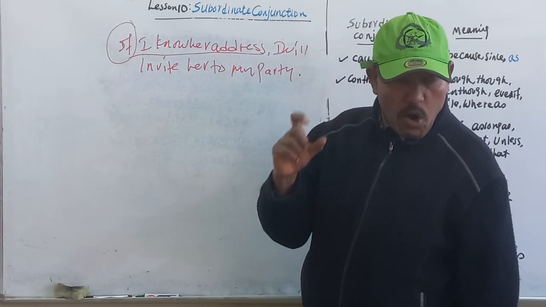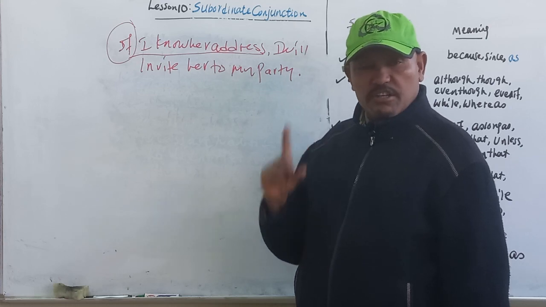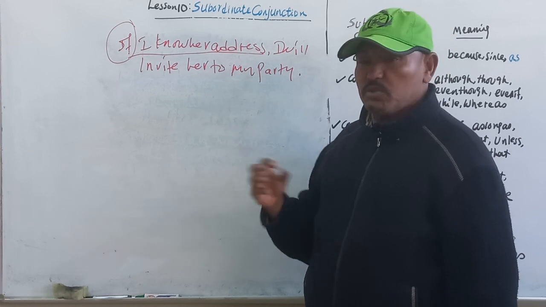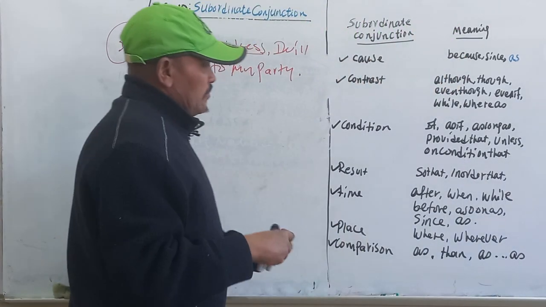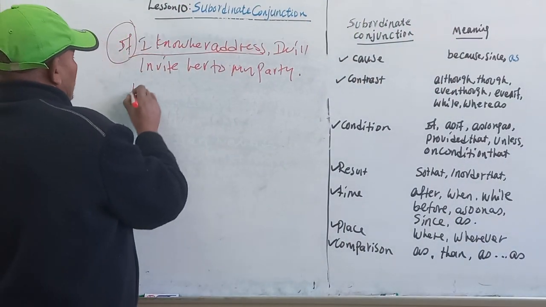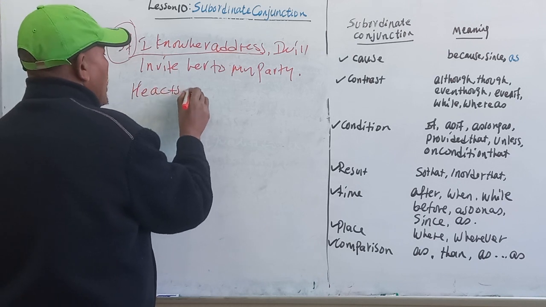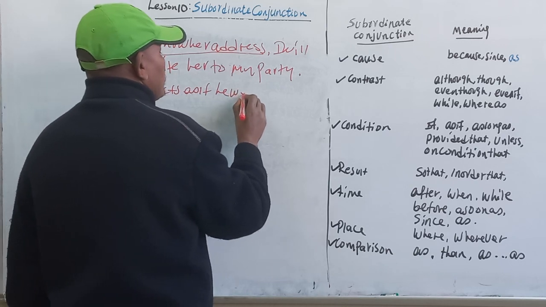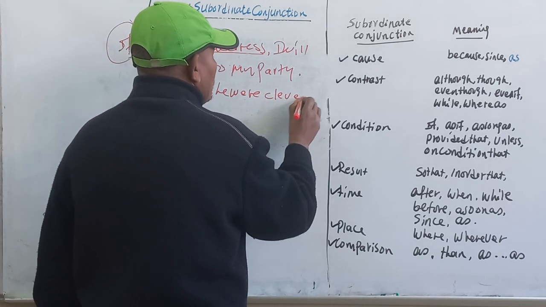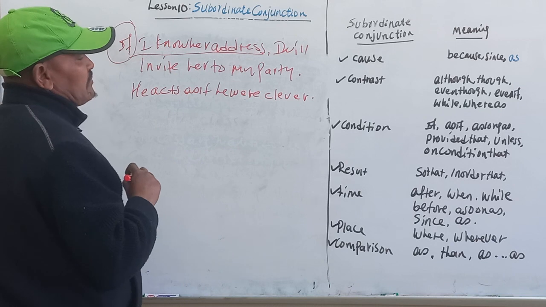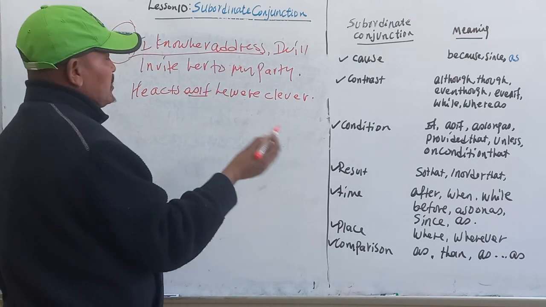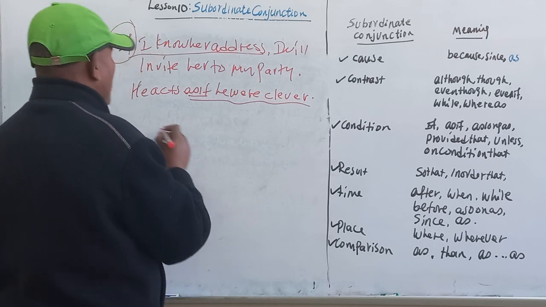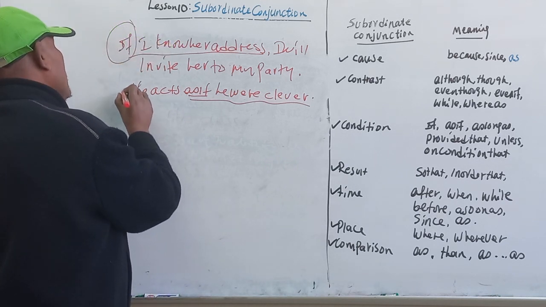That is just the use of a subordinate conjunction. I will invite her to my party is an independent clause, absolutely meaningful. So here: he acts as if he knew the answer, he acts as if he were clever. As if: look, this one is the dependent clause, the subordinate clause. And the other example is called providing.